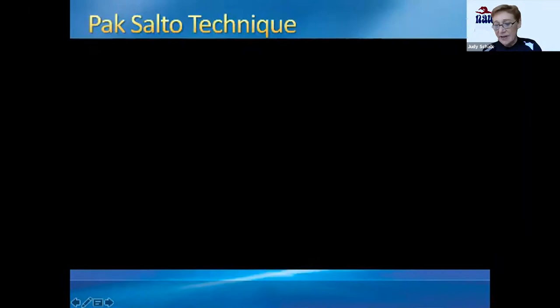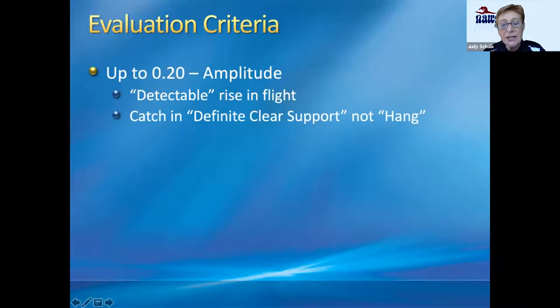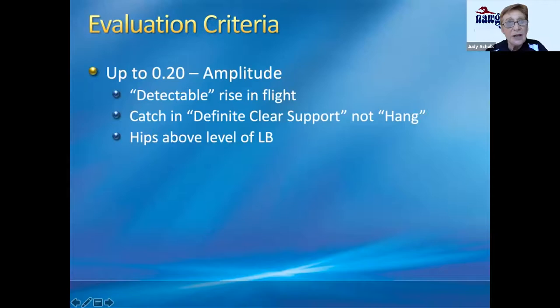Okay, our up to two in amplitude. I say that you should see a detectable rise in the flight. The feet stop and the whole thing rises somewhat. The catch must be to a definite clear support, not a hang. The JO code says that the hips have to be above the level of the low bar.